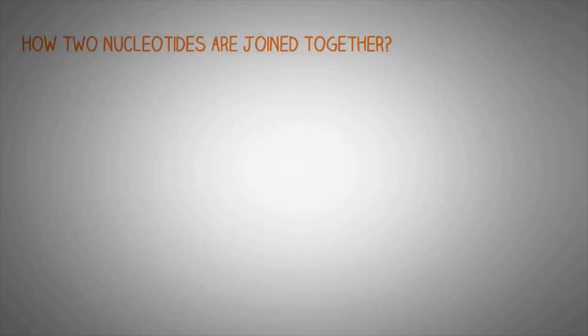Now, to understand the structure in more detail, the next thing you have to understand is how 2 nucleotides are joined together.